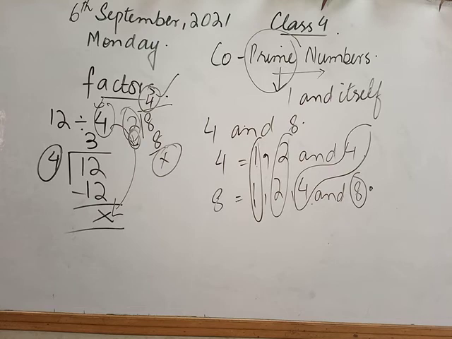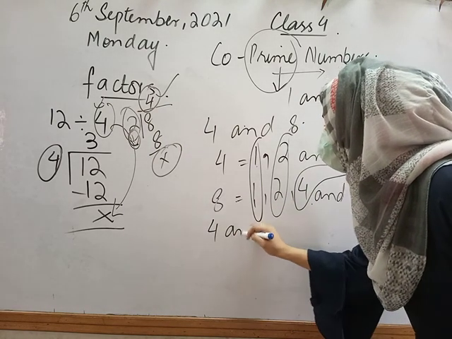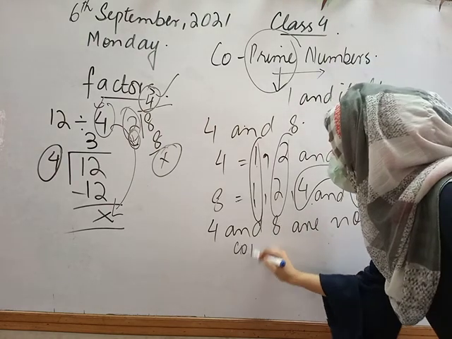What did we read for co-prime numbers? What did we discuss to satisfy the condition of co-prime numbers, girls? Very good. For co-prime numbers we have only one as a common factor. But here we have 3 common numbers. So we will write in the end: 4 and 8 are not co-prime numbers. Numbers with more than one common factor are not co-prime.